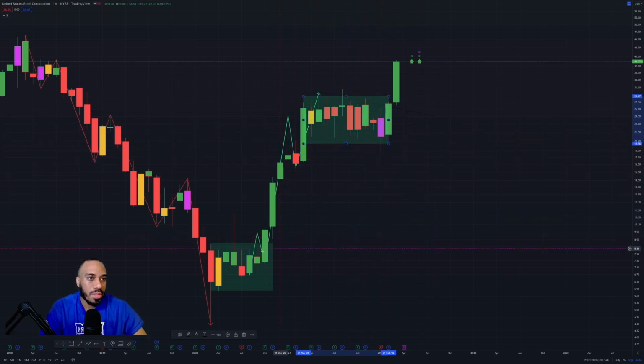Now, the difference between these two boxes is that during this box, we changed direction. We went from a downtrend into the box into an uptrend, but during this box we went from an uptrend into the box, and then we continued to move up. We continued to break to the upside. We didn't change directions the way that we did in the past. So that's X on the monthly.